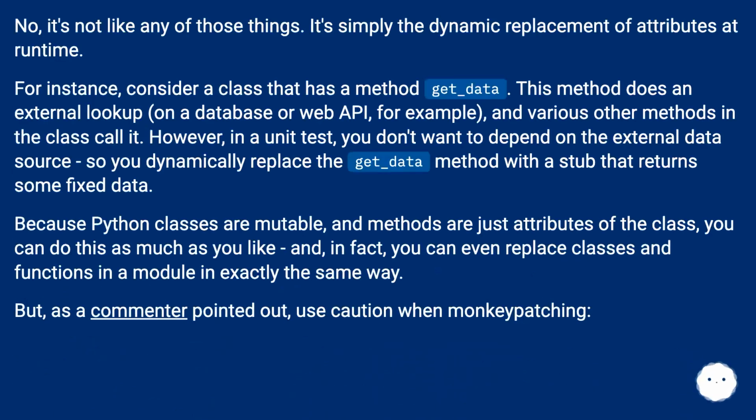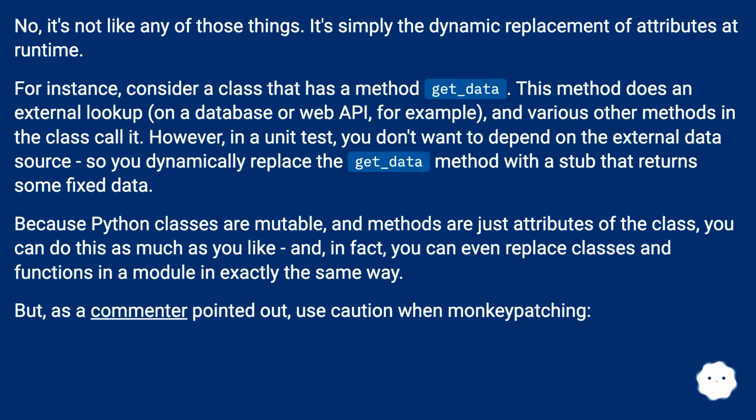No, it's not like any of those things. It's simply the dynamic replacement of attributes at runtime. For instance, consider a class that has a method get_data. This method does an external lookup on a database or web API, for example, and various other methods in the class call it. However, in a unit test, you don't want to depend on the external data source, so you dynamically replace the get_data method with a stub that returns some fixed data.